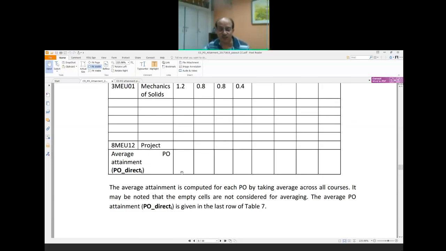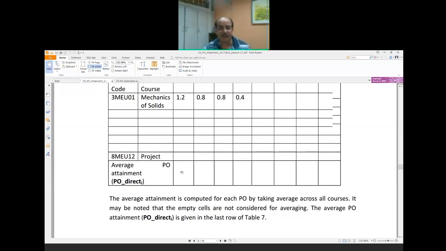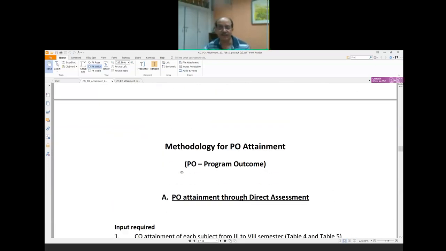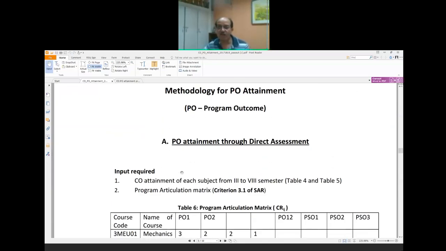Maybe this is what we have got, an easiest way of calculating your attainment as far as any of the courses there. Maybe I can repeat quickly.